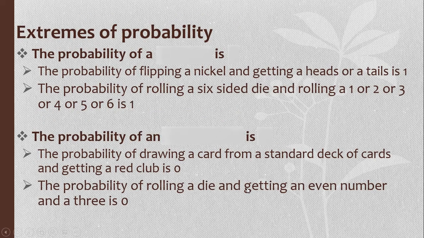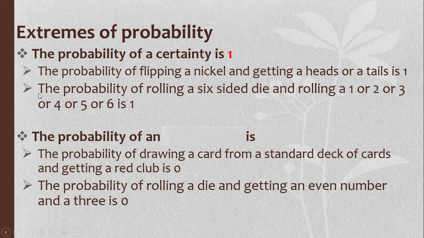All right, so extremes of probability. The probability of a certainty is 1. We could also represent that as 100%. Now, the probability of flipping a nickel and getting a heads or a tails is 1. You're going to get a heads or a tails. It's going to happen. It's a certainty.